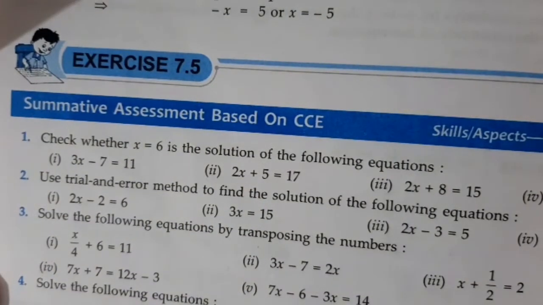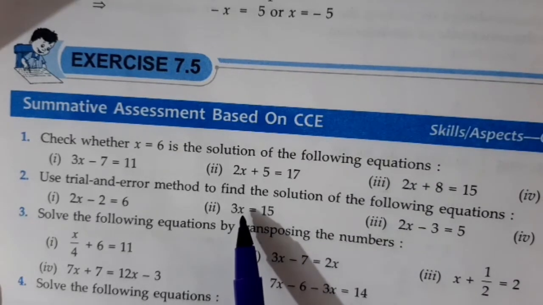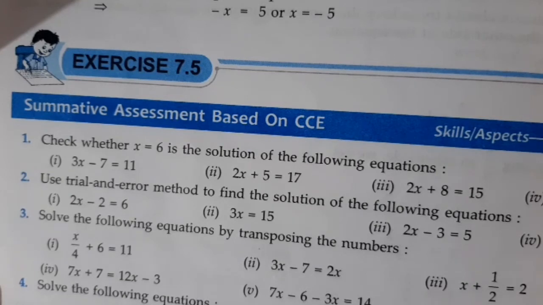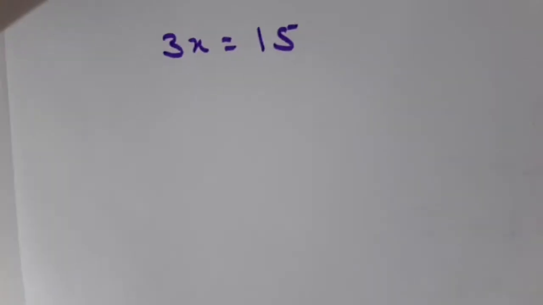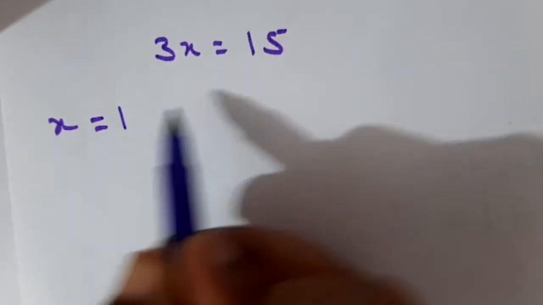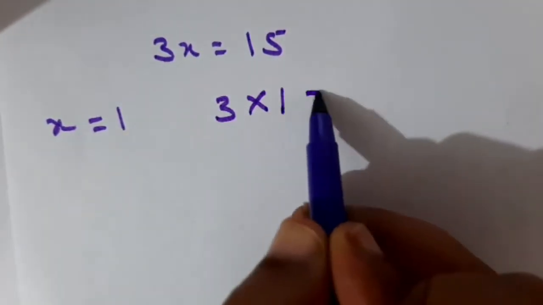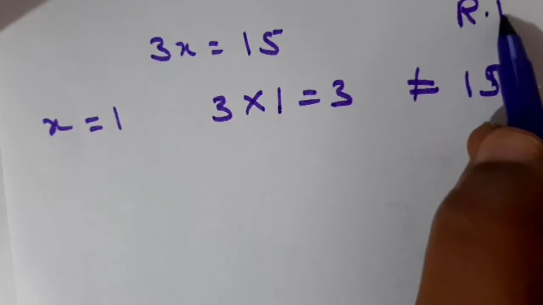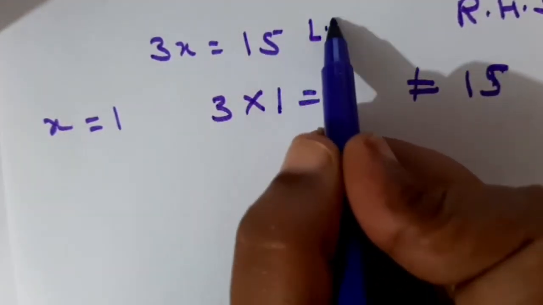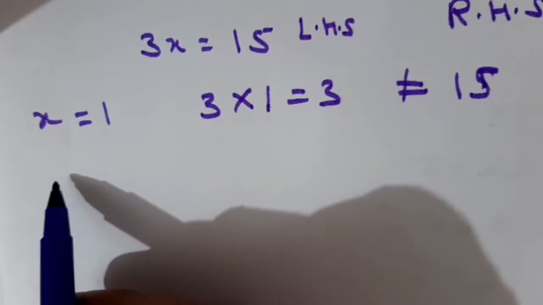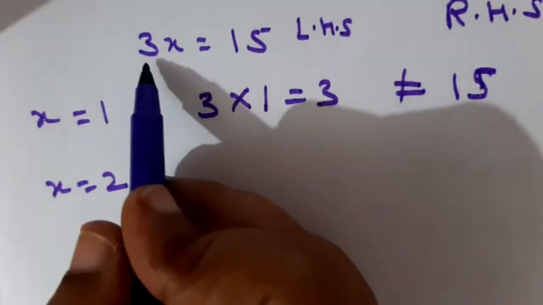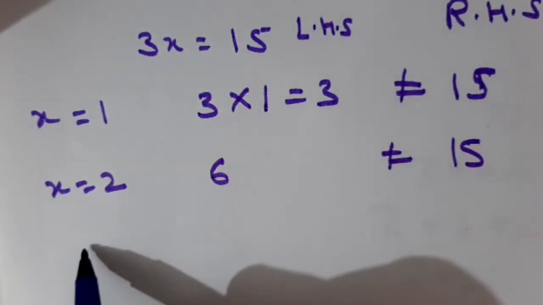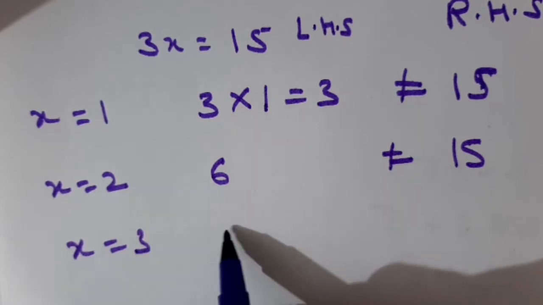Now one more question. Part 2, 3x is equal to 15. Here also I'll do it in the very same way. I'll take the value of x as 1 first. Here 3 into 1 is 3, which is not equal to 15. This is my RHS and this is my LHS. Now I'll take the value of x as 2. So 3 2s are 6. 6 is also not equal to 15. Now I'll take the value of x as 3. 3 3s are 9.